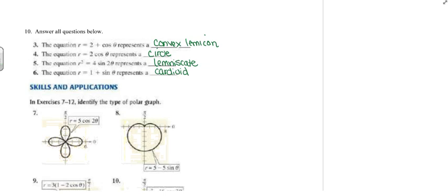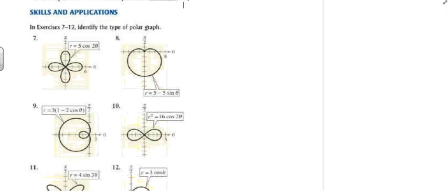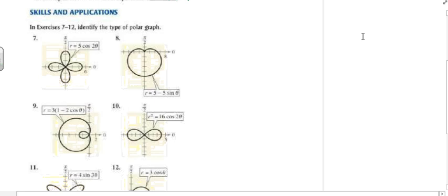Down at the bottom, in numbers 7 through 12, all they want you to do is identify what type of polar graph has been drawn. So in other words, go ahead and name the shape. And again, I'm going to have you pause the video and then come back and check your answers.